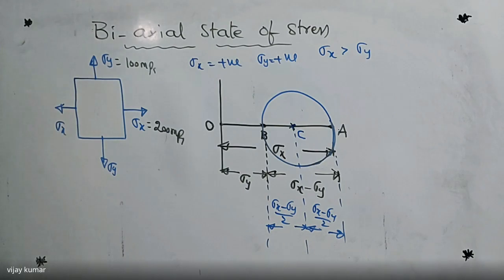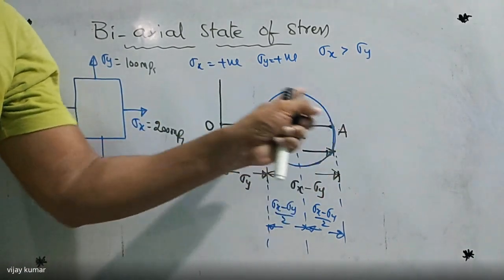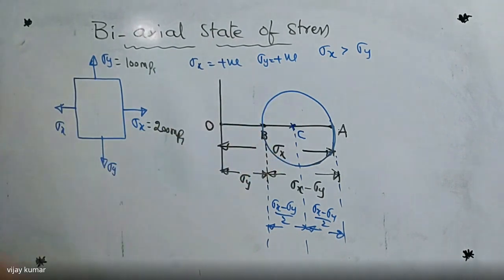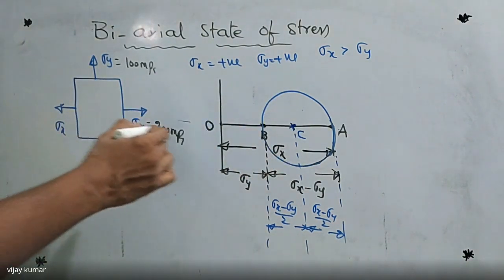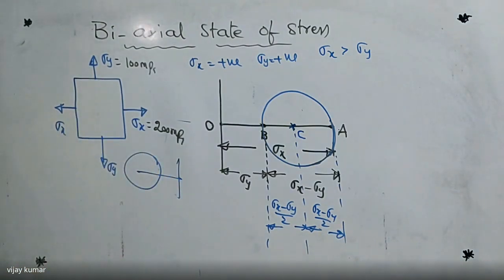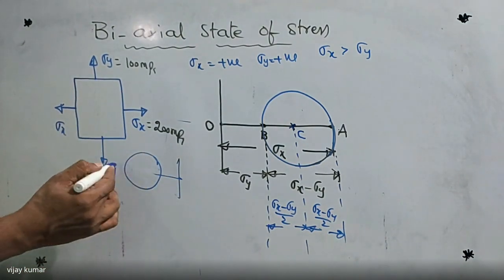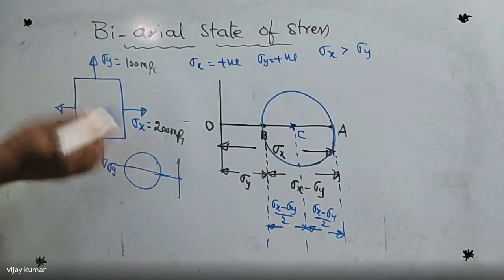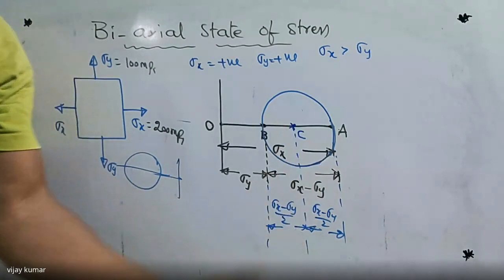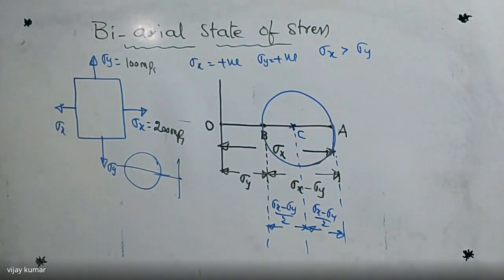Here, this is named the Mohr circle diagram for biaxial stress where both are positive. If both are negative, we get this diagram on this side, like this. So this is the Mohr circle diagram for both compressive stresses, and this is the Mohr circle diagram for both tensile stresses.